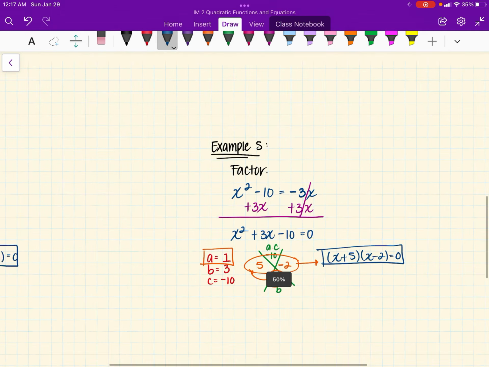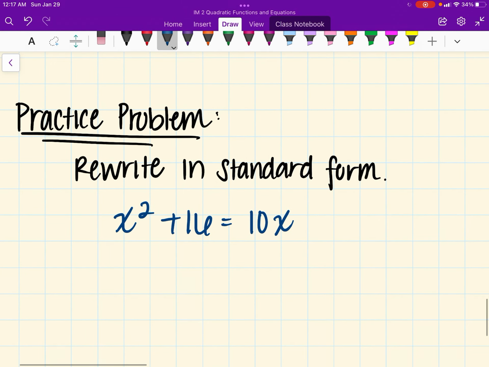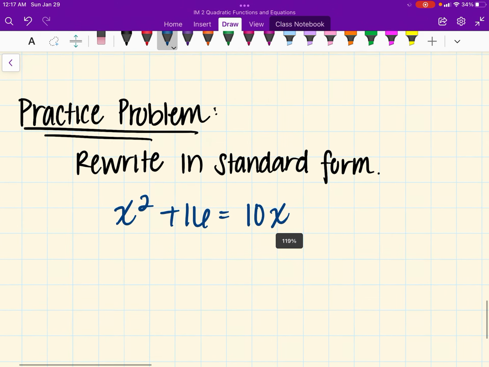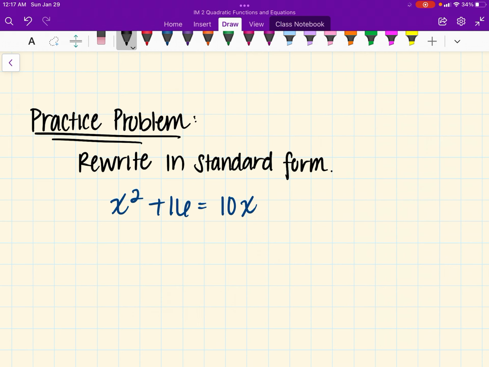All right, let's see what's next. In this case, next thing is for you to rewrite the expression here in standard form and factor it. So rewrite the expression and factor it. All right, so go ahead and do that.